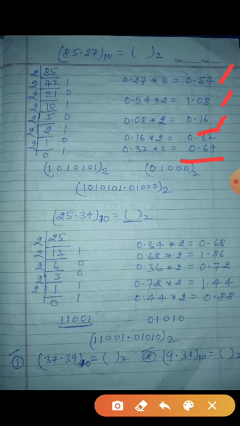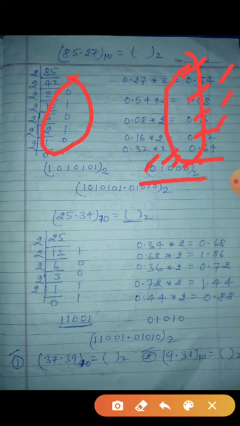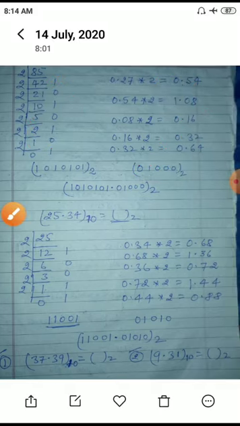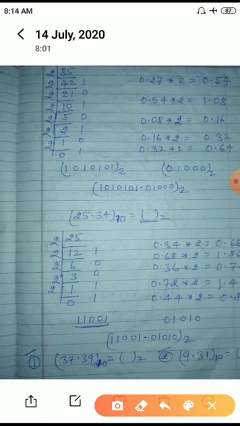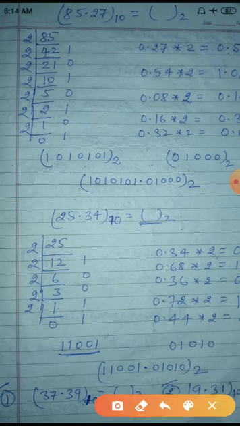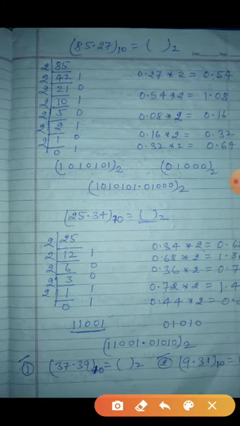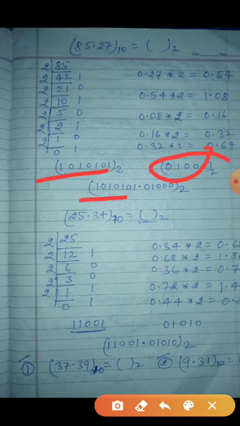But how will you write this? You can see here, this part you write from bottom to top, and here you write from top to bottom. So you can see 0, this 0 here, this one here, this 0 here. This is the binary form of the fraction part. Now write together this one, the point, and this one. So this is the fractional binary number.